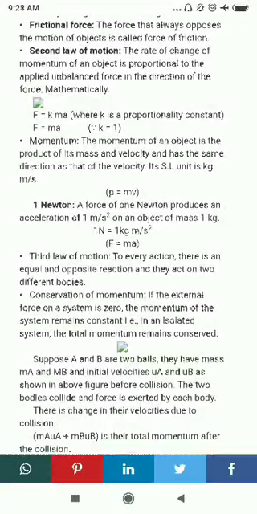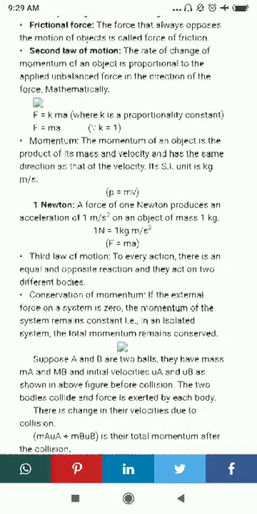Okay. Next point, conservation of momentum. How will you define conservation of momentum? If the external force on a system is 0, the momentum of the system remains constant. In an isolated system, the total momentum remains conserved. Okay, this is the law of conservation of momentum. It means momentum cannot be created, momentum cannot be destroyed, it remains conserved. Okay.